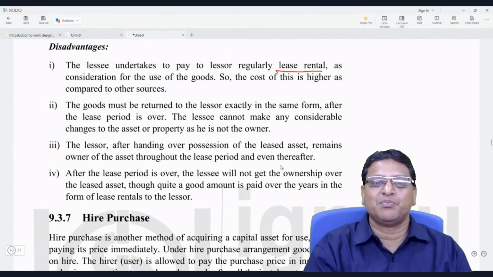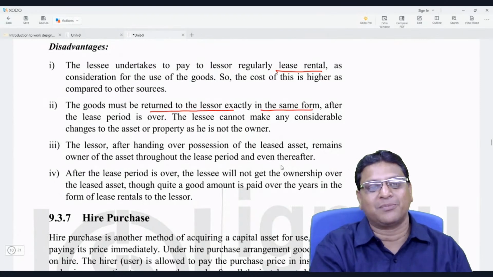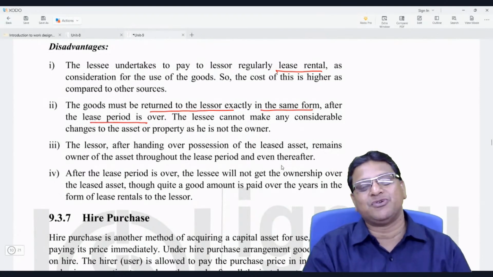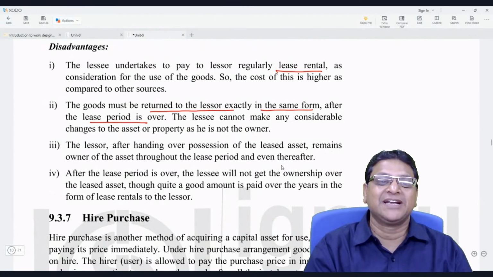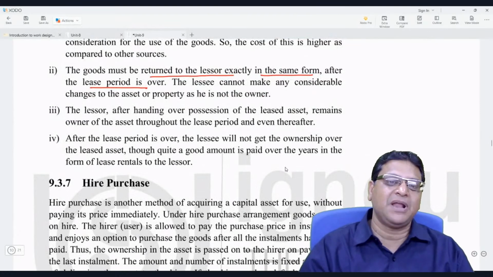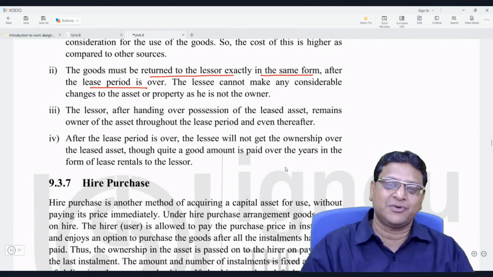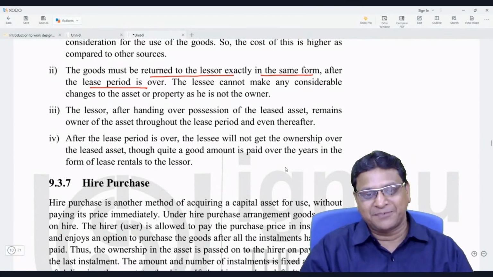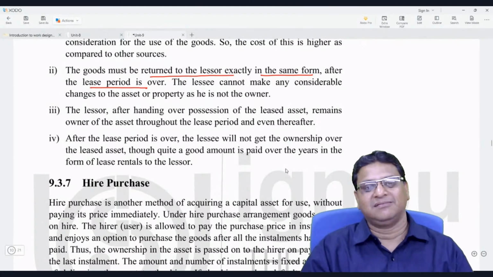Next, the goods must be returned to the lessor in the same form after the lease period is over. You cannot be the owner of the asset for the entire period of the asset's life. Let's take an example. An asset will last for 100 years. You cannot acquire it for 100 years. You can acquire it for 99 years, but after the end of 99 years, you have to return it to the lessor.